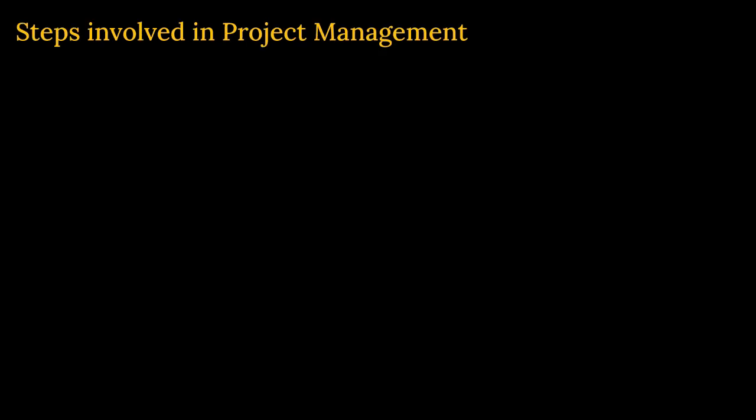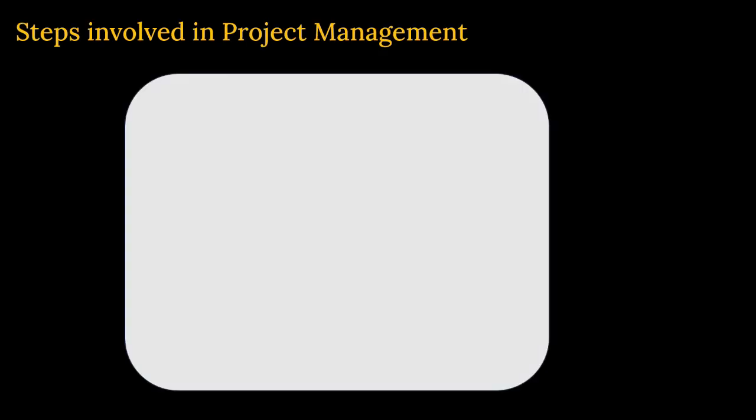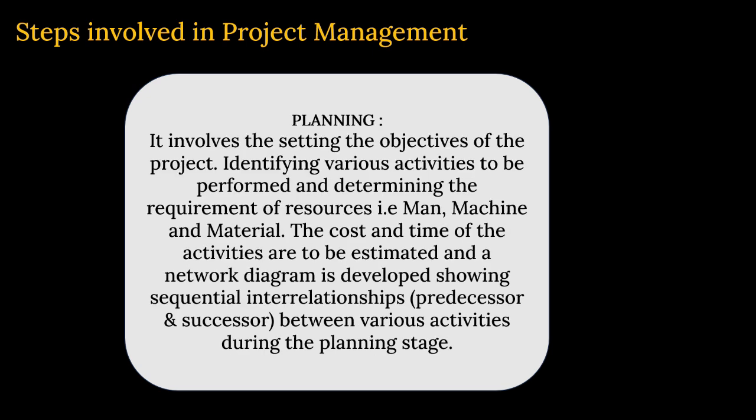Now, what are the steps involved in project management? There are basically 3 steps involved. One is the planning stage. Planning stage is nothing but it involves setting the objectives of the project. First, you have to find out what are the objectives. If you remember, in our very first class, we have discussed about a boutique hotel, launching of the boutique hotel. So that was the objective.